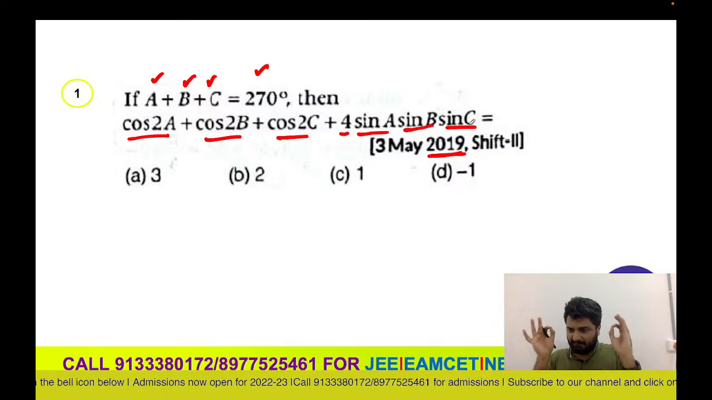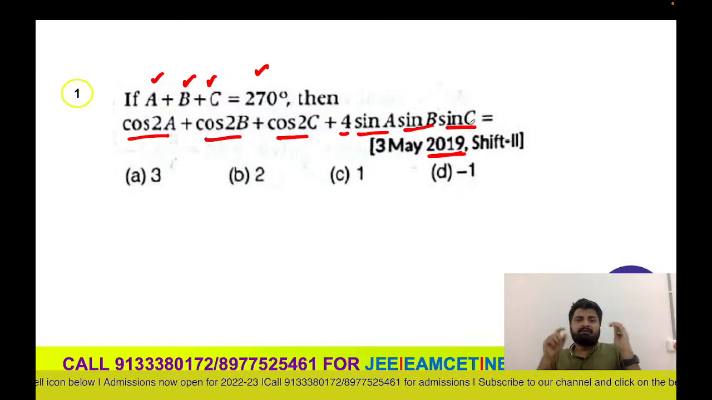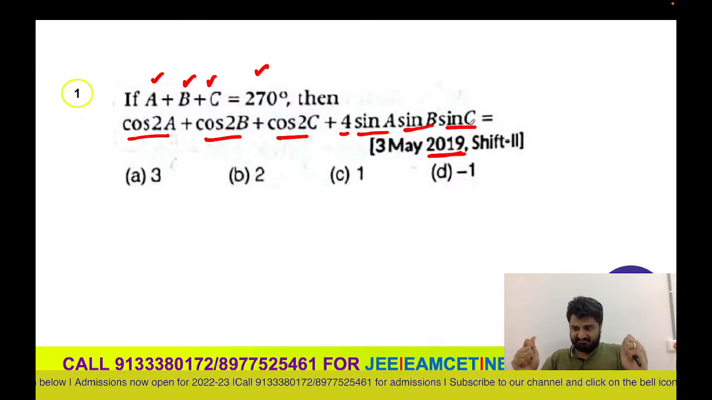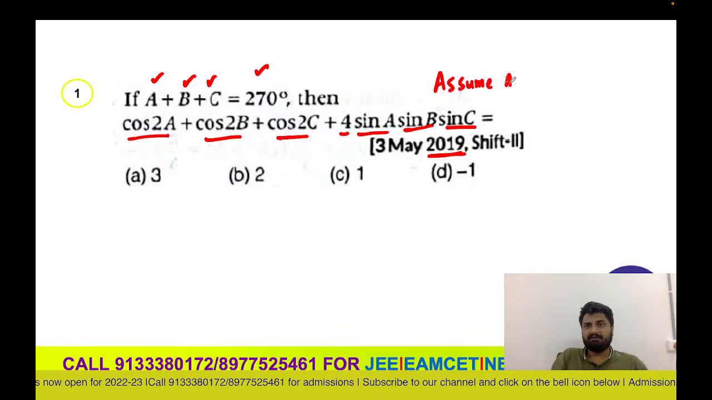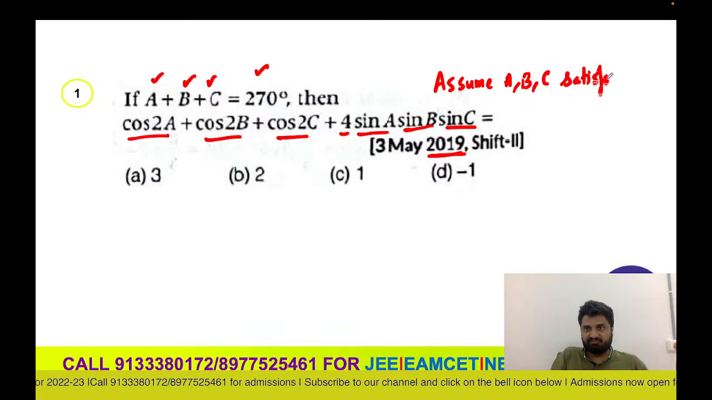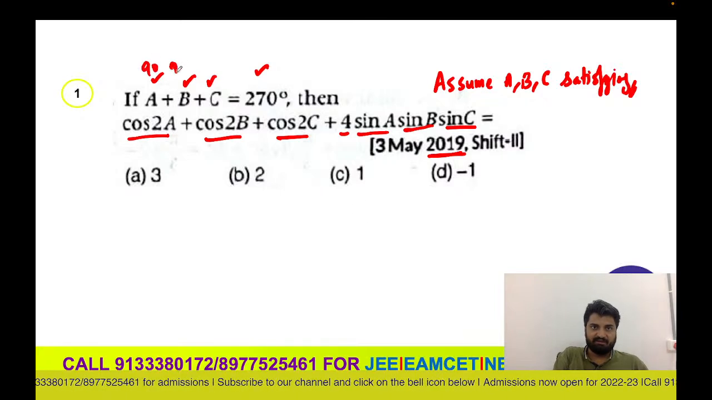This is a very simple question, because whenever you are given a condition like this, these are nothing but angles. So what you have to do is assume A, B, C satisfying the equation. A plus B plus C is 270 degrees, so I will give A value 90, B value 90, C value also 90 degrees. Now you need to substitute this as well.